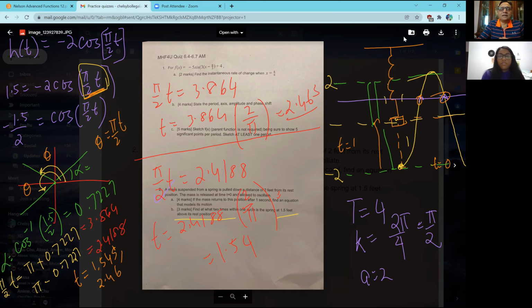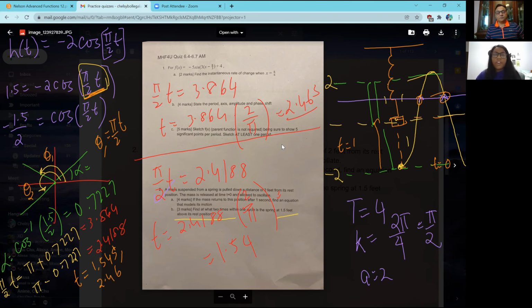Principal angle theta, correct? You can say theta 1 and theta 2. And then you solve for t because that angle theta is equal to pi by 2 times t, correct? Sir, could you one more time explain how you got pi by 2? How I got pi by 2.